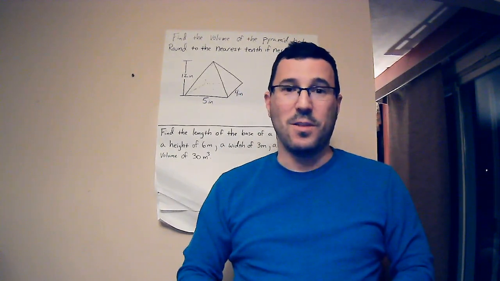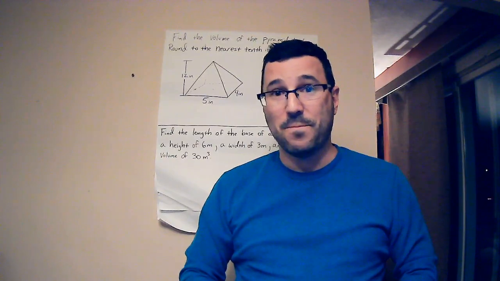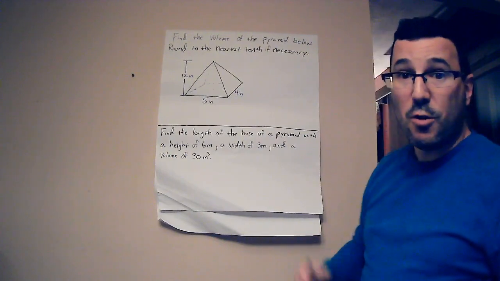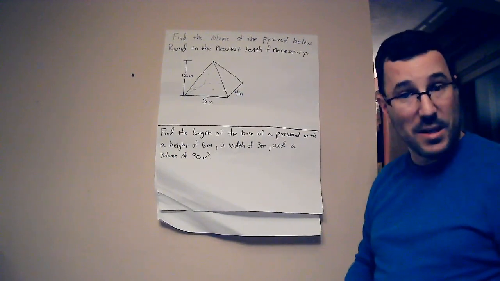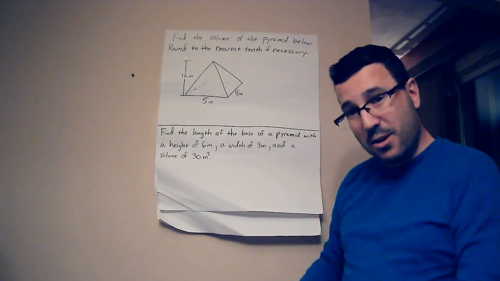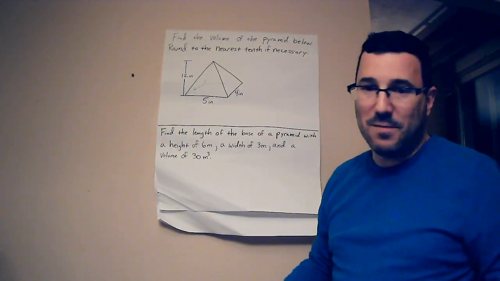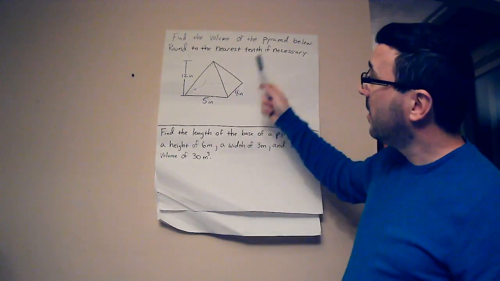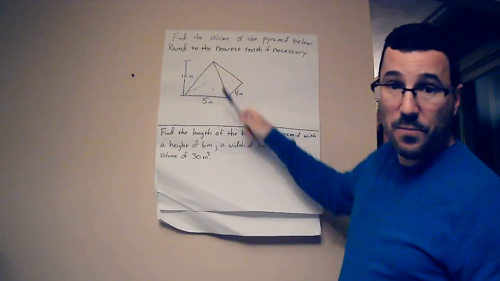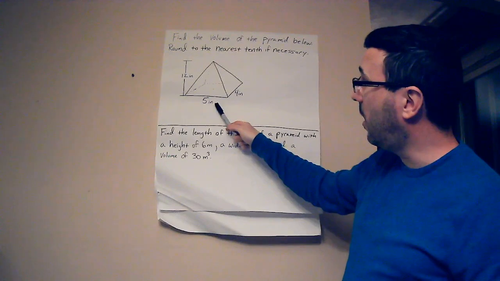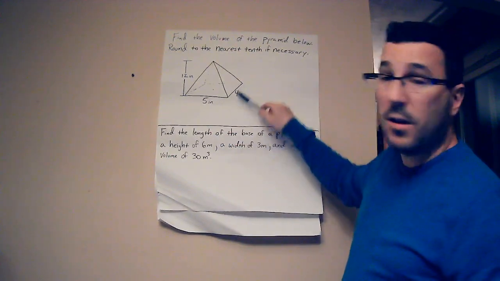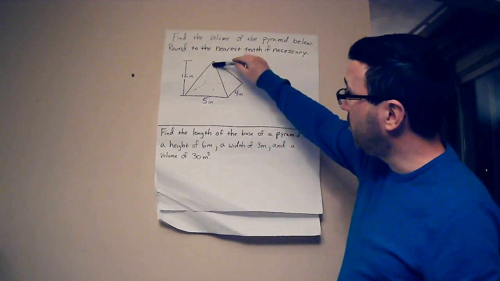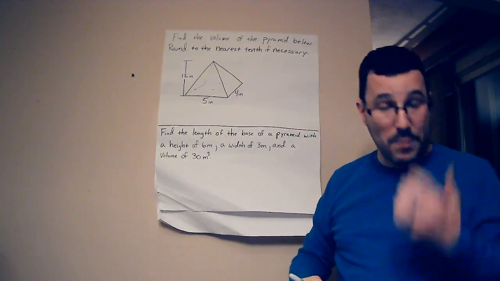So first I'm going to start with the volume of a pyramid. Find the volume of the pyramid below, round to the nearest tenth if necessary. That means that if I need to round, I can, but if I don't, I don't need to. So I have a pyramid. I tried my best to draw it. This pyramid has a height of 12 inches, a length of 5 inches and a width of 4 inches. Sometimes you will actually see the height drawn in the middle here, depending on the picture.